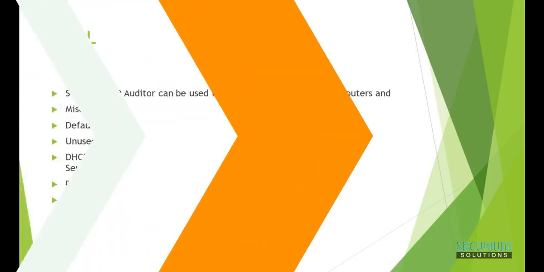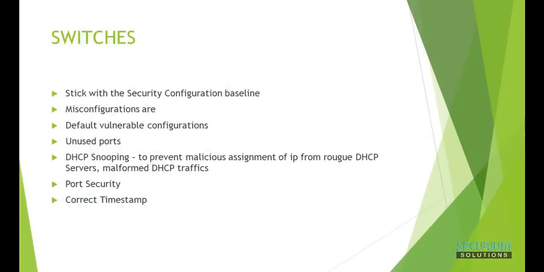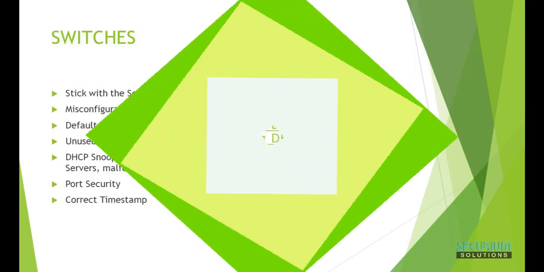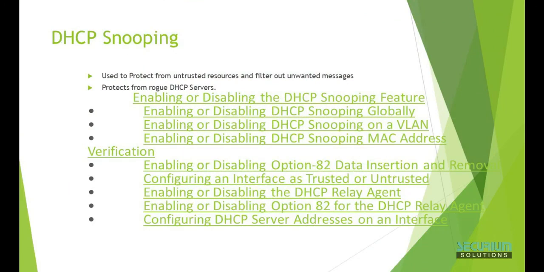And we have switches now. So what are the things that we can check with the security of switches? Stick with the security configuration baseline: misconfigurations, default vulnerable configurations, unused ports. We need to check whether DHCP snooping is enabled or not, whether port security is implemented or not, then correct timestamp. We'll get to know what DHCP snooping is in here.